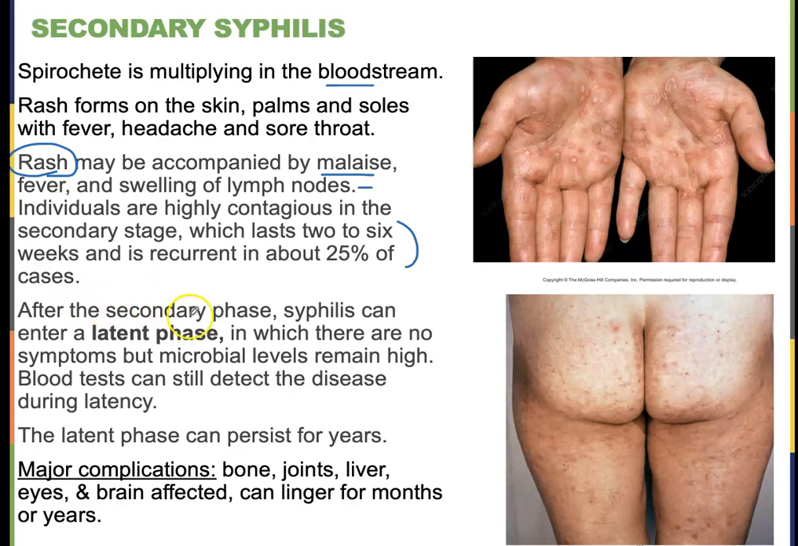Okay, so after the secondary phase, what happens is the syphilis kind of goes dark. So it enters a latent phase, which there are no symptoms, but you still can test for it, and you will test positive that the syphilis is in your body. So the latent phase can last for years. And the major complications that occur with tertiary syphilis would be that the bacteria has really gone to work on your bones, the joints, the liver, your brain, the eyes, and this can cause really long-term complications.